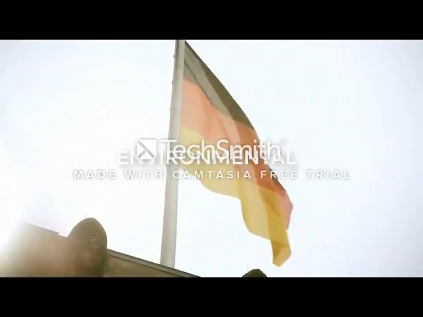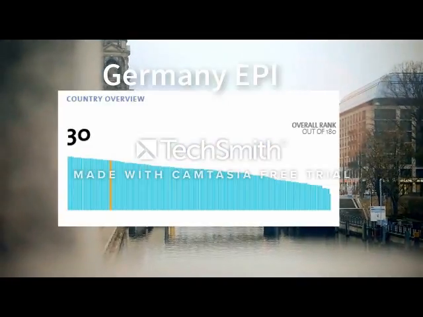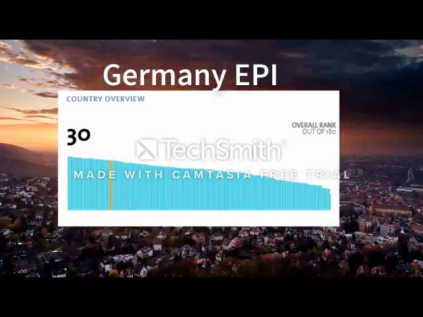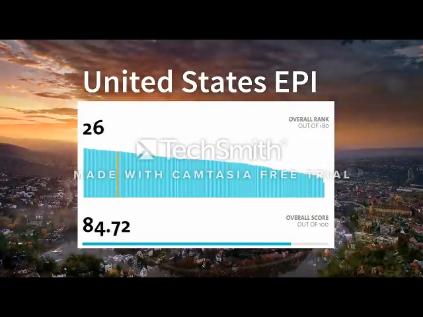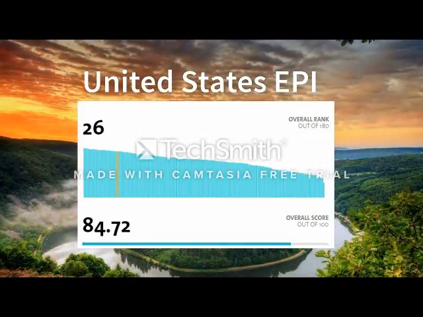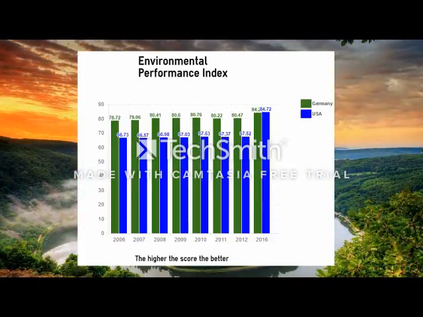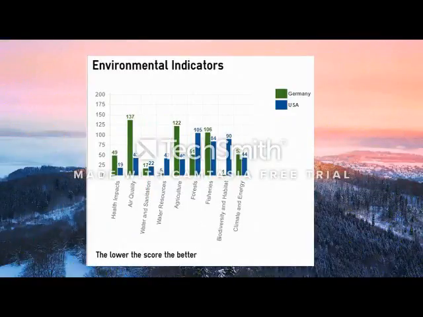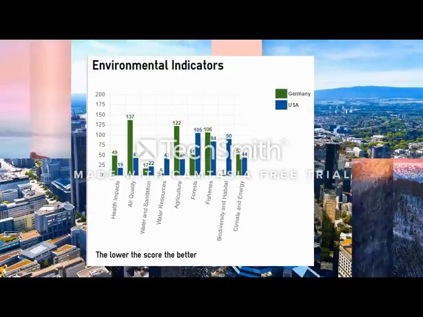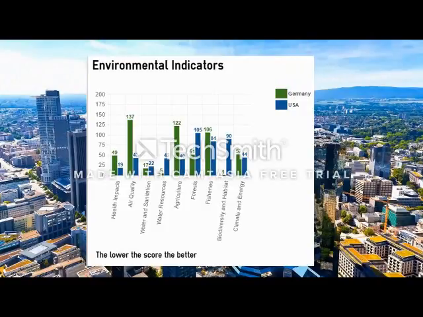Now let's move on to environmental. The Environmental Performance Index ranks Germany 30 out of a possible 180, in comparison to the US, which ranks 26th overall, and scored better in 5 out of the 9 categories. Germany's most notable increases came from fisheries and air quality, while Germany's most notable decreases came from forests.